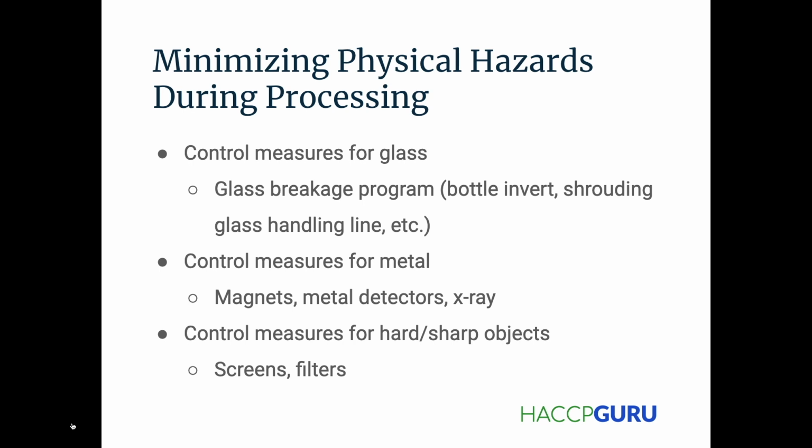When it comes to minimizing physical hazards during processing, you have control measures for glass, which is a glass breakage program. You don't want to use any old sweep or mop or vacuum when you are cleaning up glass. Control measures for metal are magnets, metal detectors, and X-ray. You have control measures for hard and sharp objects, which include screens and filters throughout the entire system. So there's a lot of different things we do to minimize physical hazards in production.